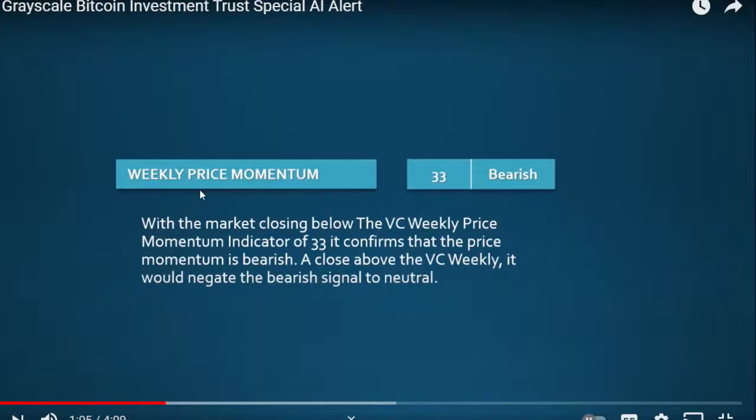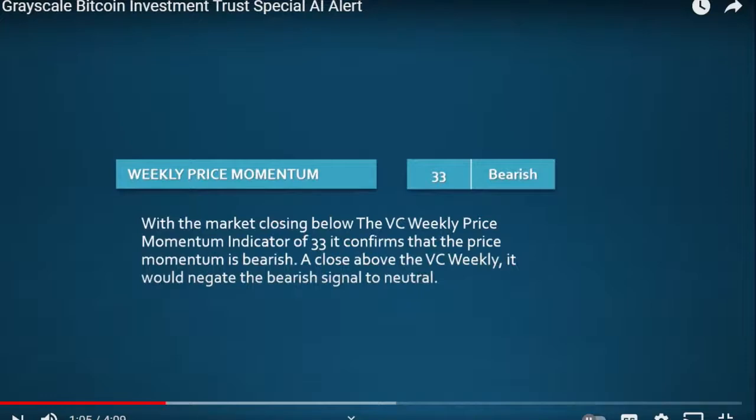And it tells you clearly the weekly price momentum of 33 is bearish. With the market closing below the VCPMI weekly price momentum indicator of 33, it confirms that the price momentum is bearish. But it also tells you that if we do close above 33, it would negate the bearish signal to neutral. So now we have the second filter of 33 telling you that this would activate the price momentum from bearish to neutral.